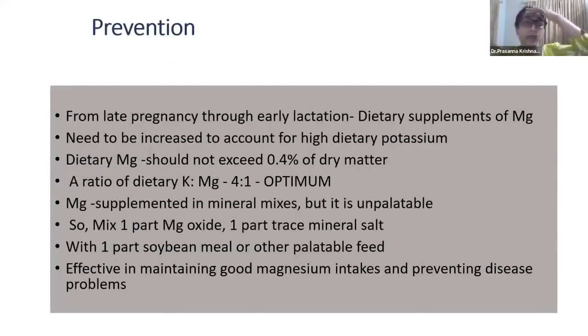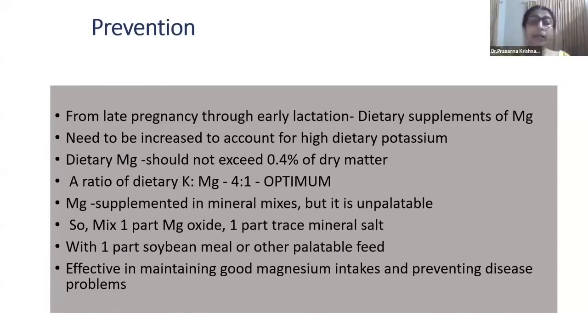We have to be a little more careful when the animal becomes pregnant. From late pregnancy through early lactation, we have to give dietary supplementation. It needs to be increased to account for the high dietary potassium, and dietary magnesium should not exceed 0.4% of the dry matter. You have to take care. You should not give excess magnesium as well. The dietary calcium to magnesium ratio of 4:1 is optimum.